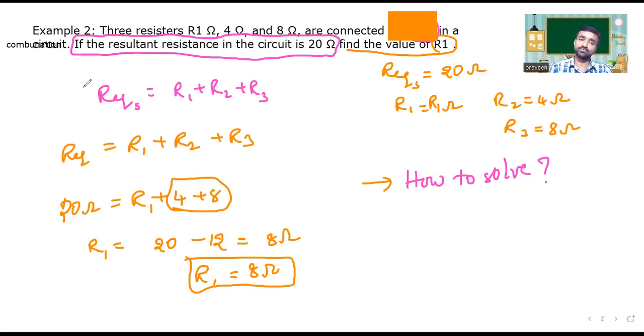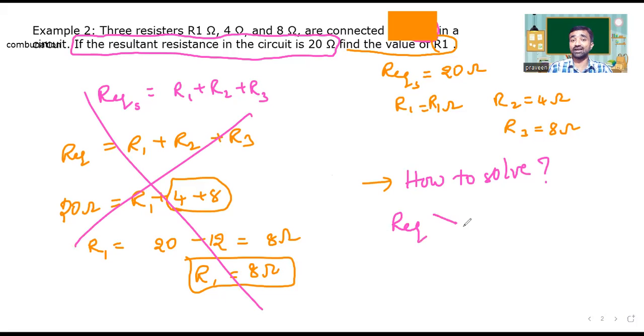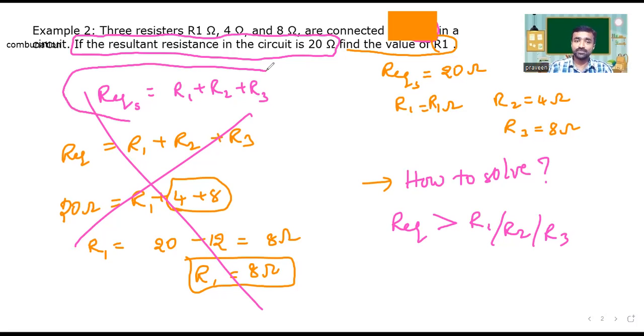Don't go for this, just leave it. Very good. The equivalent resistance is greater than the individual resistance. It may be R1 or R2 or R3. Among all the resistances available in this combination, the equivalent or resultant resistance is greater than the greatest resistance. So this logic will help you to identify the combination.